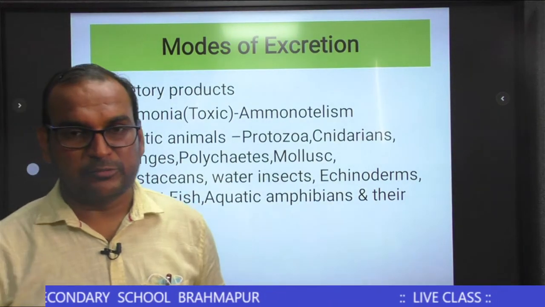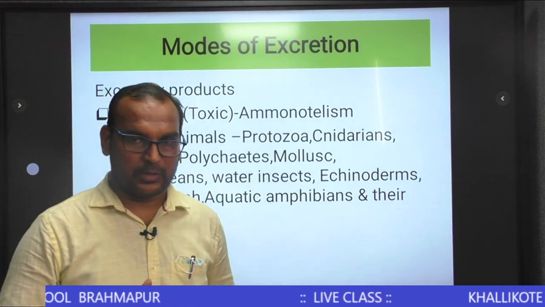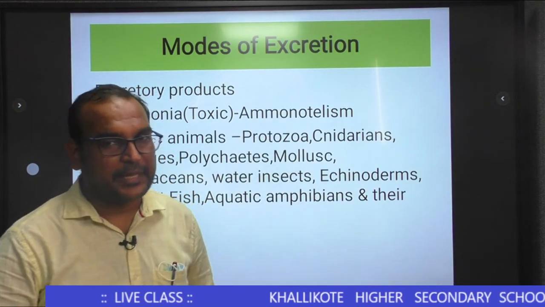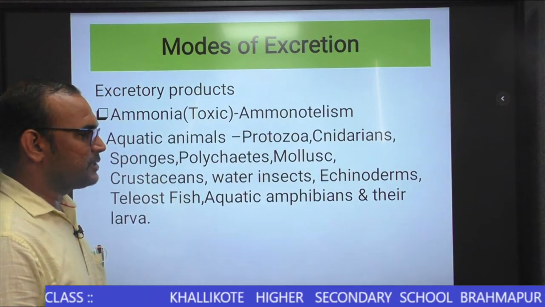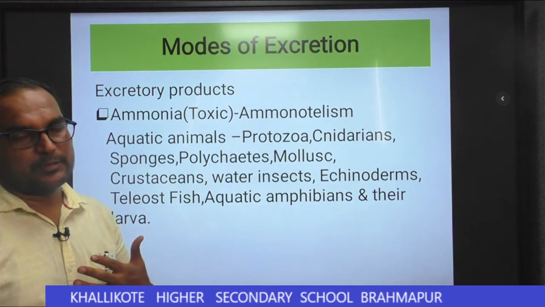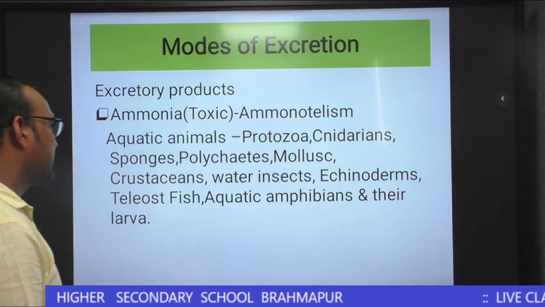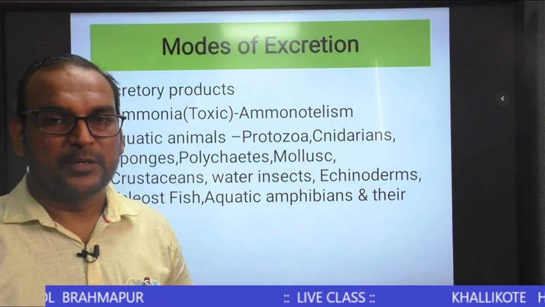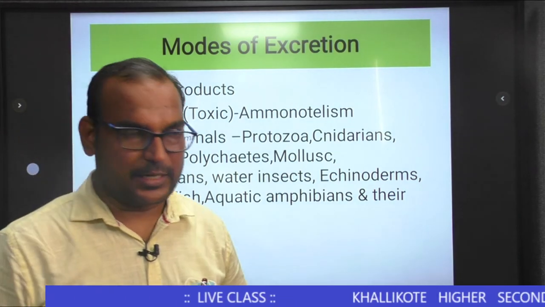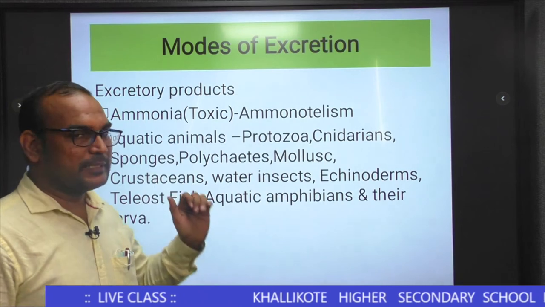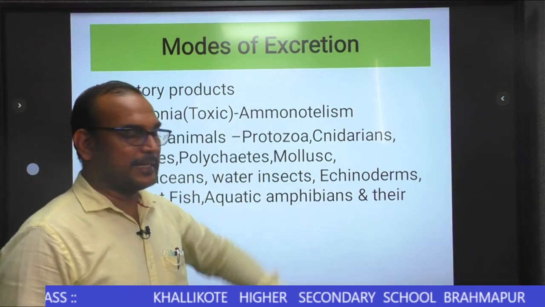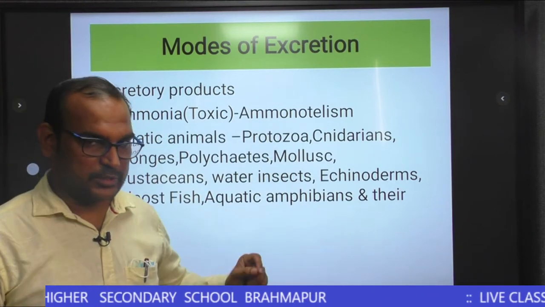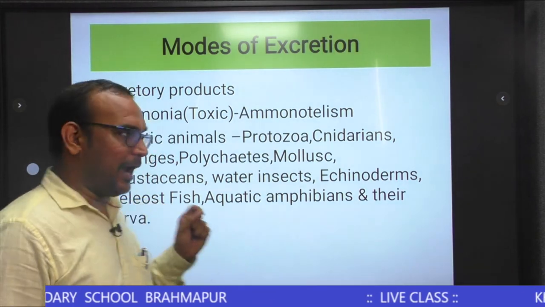But animals living in an aquatic system, surrounded by water, are generally able to excrete ammonia directly. The organisms which excrete ammonia directly from their body to the outside are called ammonotelic, and the process is called ammonotelism. So the primary excretory product is ammonia, which is very toxic, and it is released outside.